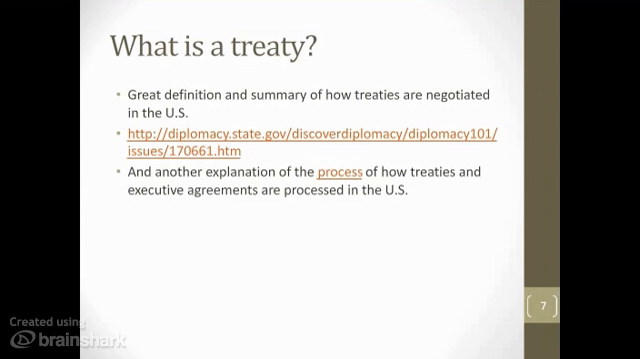So what is a treaty? Here I've given you some links on the definition and summary of how treaties are negotiated in the U.S. Essentially, a treaty is a formal written agreement between sovereign states or between states and international organizations. The process in the United States is conducted through the executive branch, or mainly the Department of State. Once the negotiators have accepted the terms of the treaty, the President sends the treaty to the U.S. Senate for its advice and consent. If the Senate agrees that the President should ratify the treaty, it goes back to him and he ratifies it with his signature.